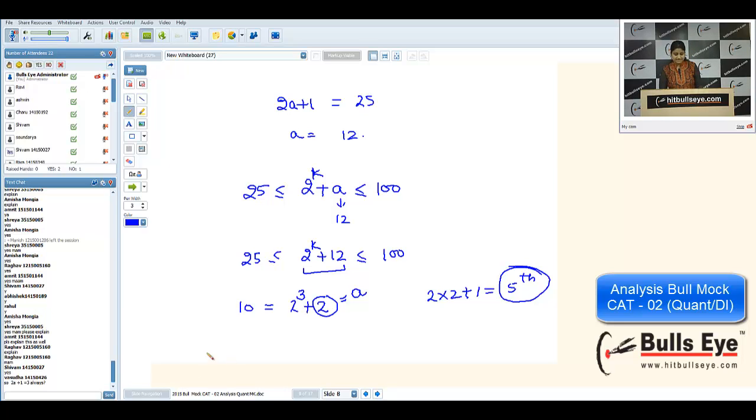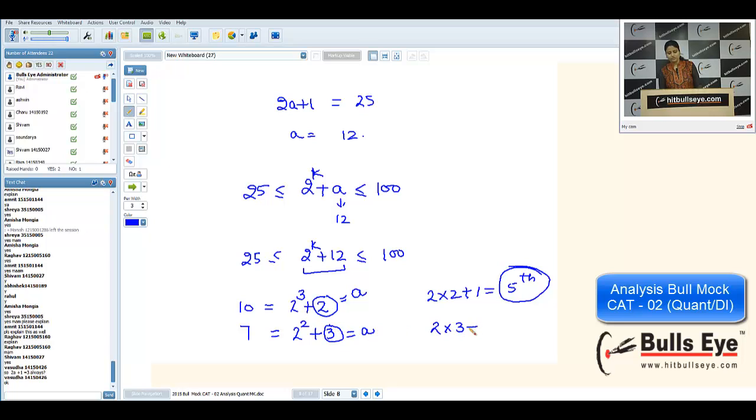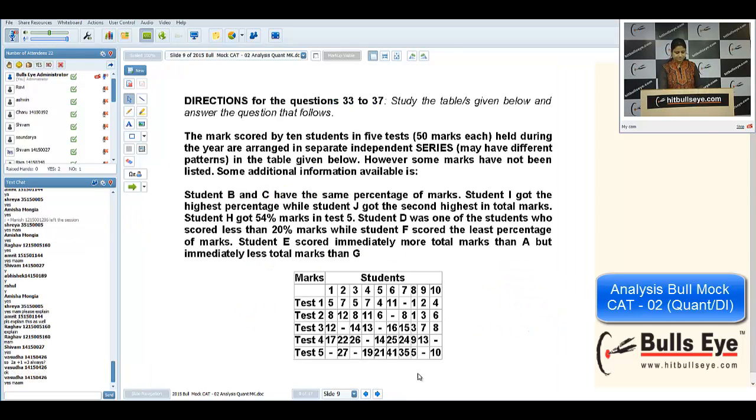For example, once again, I'm taking 7. 7 can be written as 2 square plus 3. Now 3 is the new a. So who will be the winner? 2 into 3 plus 1, I mean the 7th. Is it okay, Vasudha? I think you are okay with this. Okay. Let us move to the next question.